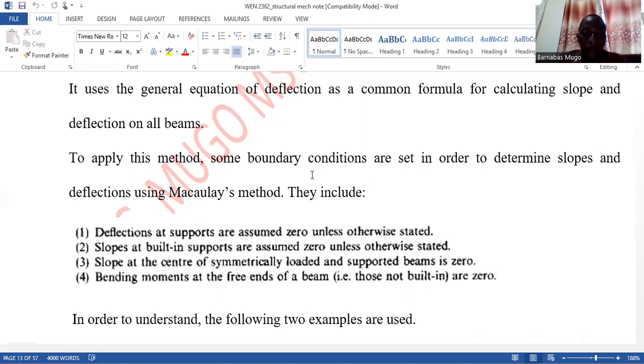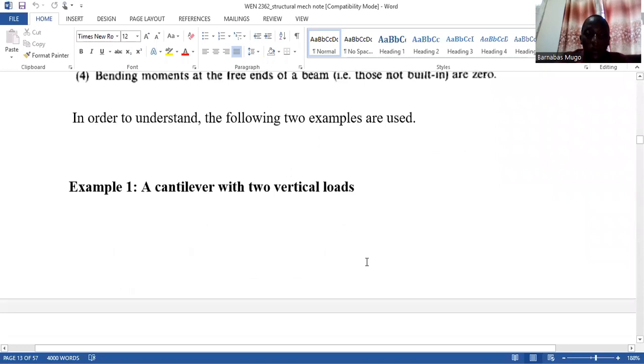Another thing that you need to know is that the slope at the center of a symmetrically loaded and supported beam is zero. Because we have the maximum deflection at the center when you have a simply supported beam, we need to assume that the slope at the center of a symmetrically loaded beam is zero, because we are taking the tangent, and at a flat section the angle of the tangent is zero. Then the bending moment at the free end of the beam, the end that is not built in, is also assumed to be zero, as we are going to see.